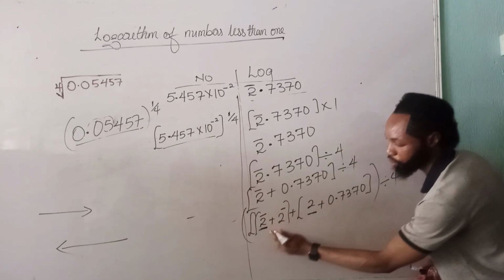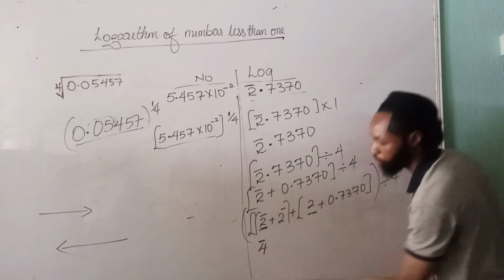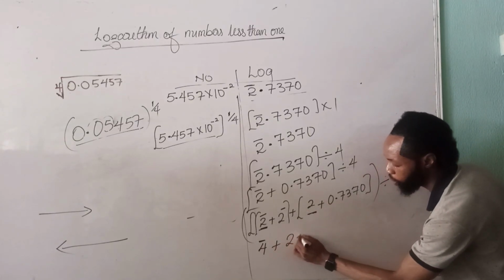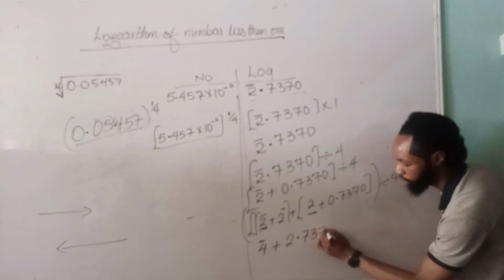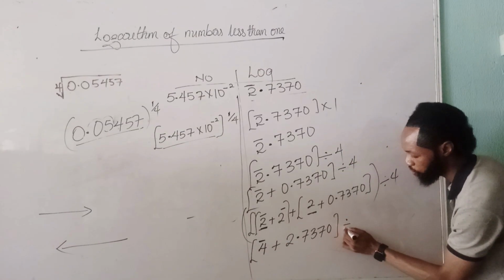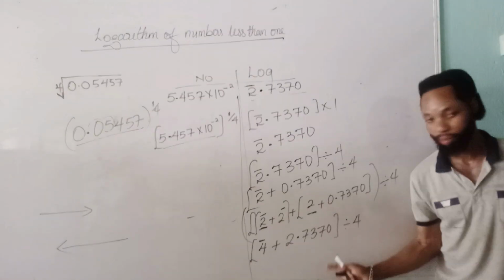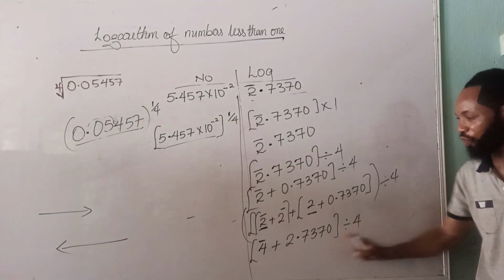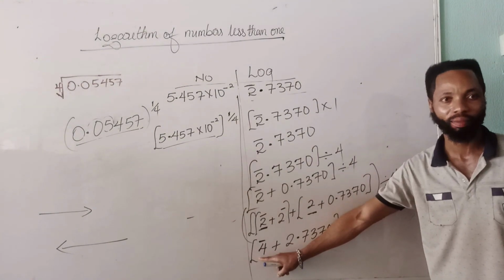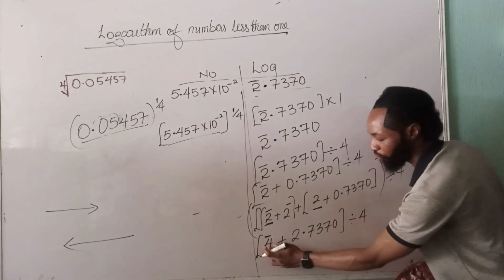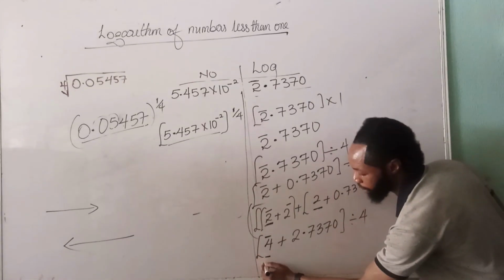Minus 2 plus minus 2 is what? Minus 4. Now this whole thing will be plus 2.7370, all divided by 4. Can you see me from over there? Yes, sir. Alright, so now 4 can divide this easily. 4 in bar 4, 4 in minus 4 is what? Minus 1.